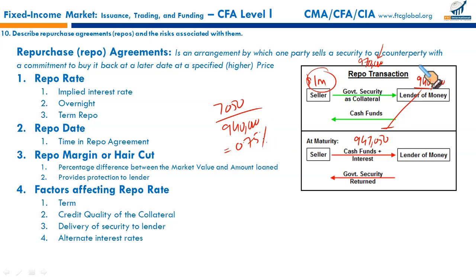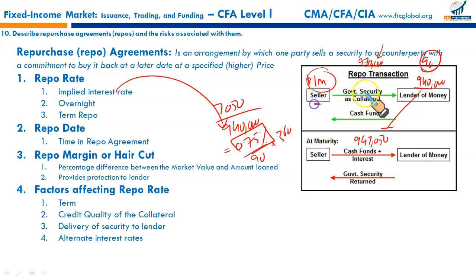Let's say it's a 90-day repo transaction. Then you can, of course, annualize it by dividing by 90 and multiplying by 360. This is called the implied rate of interest because the interest rate was not explicitly mentioned in this repo transaction. So we had to use the numbers to derive the implied interest rate. So it's 0.75% per quarter, which could be given in annual form by multiplying by 360 and dividing by 90. So that's how repo transactions are done.